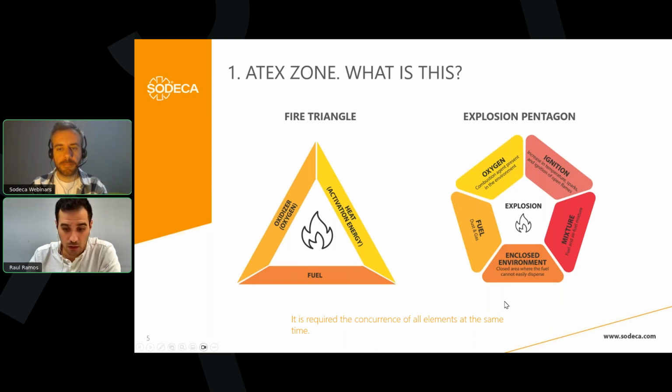And in the case of an explosion, you need two additional factors. One of these is that the space should be confined, enclosed, not outdoors, and also a mixture between the fuel and the air. And all these 5 elements occurring at the same time bring you to an explosion event.